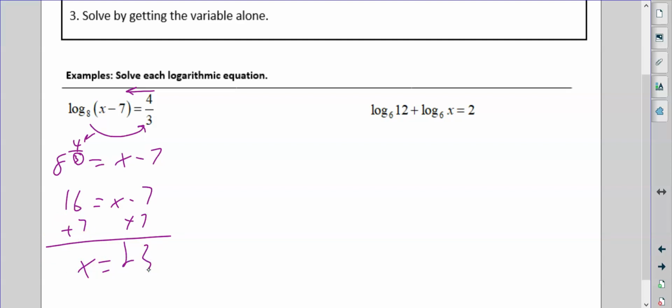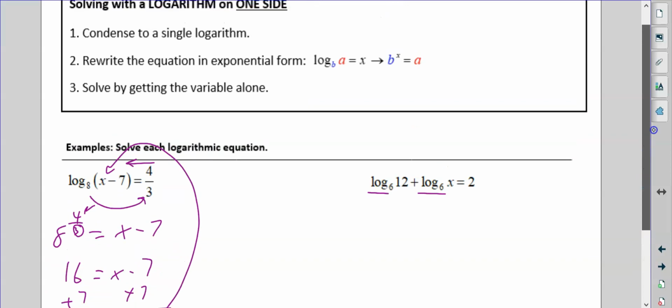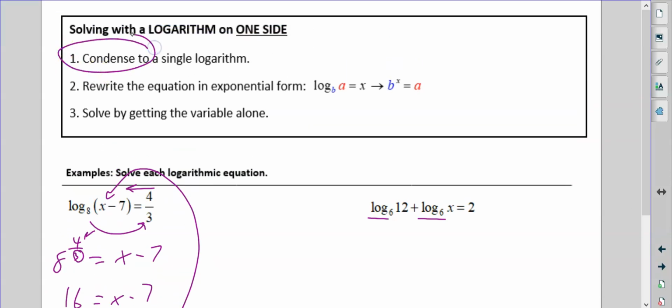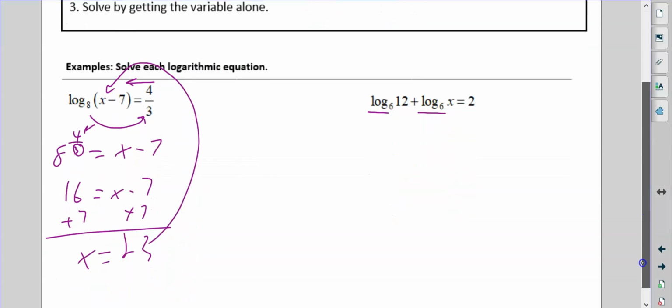And the beauty of this is you can plug it in, as always, with algebra. So 23 minus 7 is 16. 8 to the 4 thirds is 16. We're good to go. All right. Now, notice we have 2 logs, but they're on the same side. So that's where this comes in handy. We need to condense, which we've already done with the properties of logs.